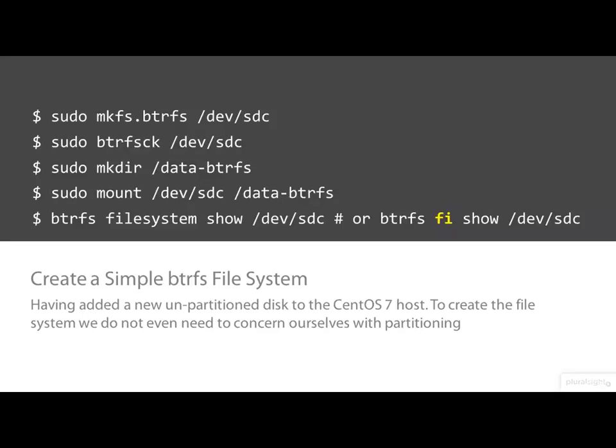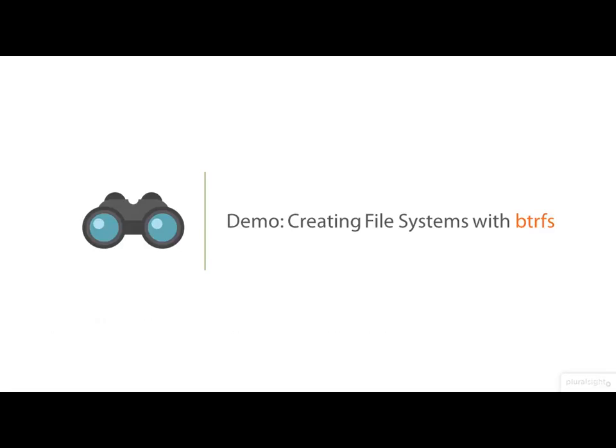We can see then how the file system is made up using btrfs and the subcommand filesystem show, or we're able to shorten that to fi show and then the device or partition. So let's move out now to our file system and take a look on CentOS 7 at creating a BTRFS file system.